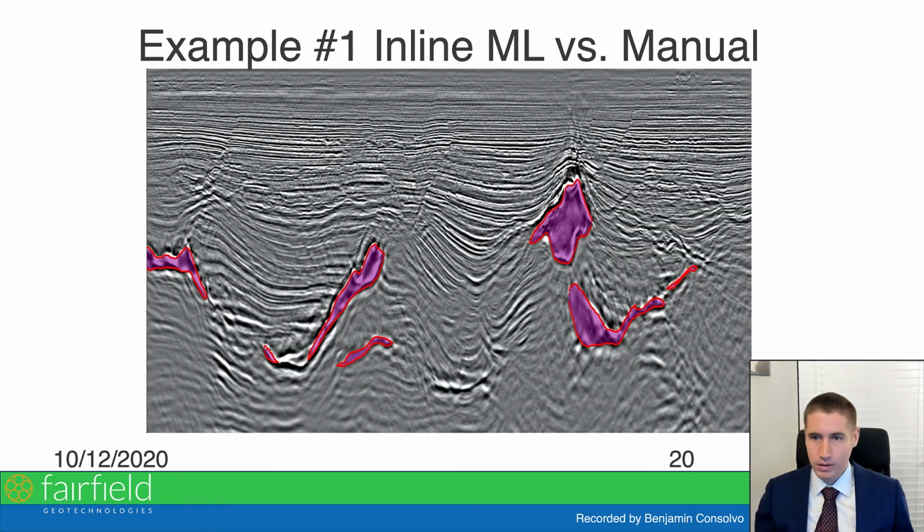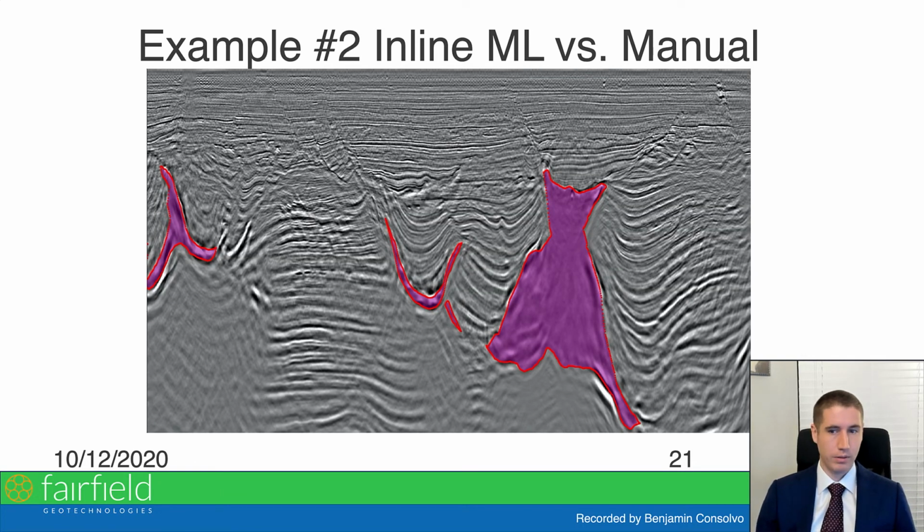Here's an example of the machine learning prediction in action. An example inline where the machine learning predicted salt very accurately. So again, machine learning in purple and the human pick in red. Even though the character and shape of the salt might seem quite pathological, the adaptive UNet architecture has learned the relationship between pixels to understand the difference between salt and sediment.